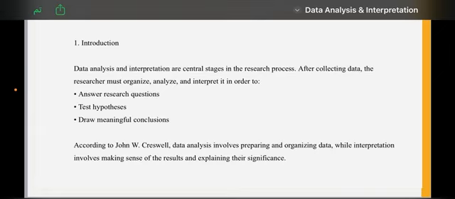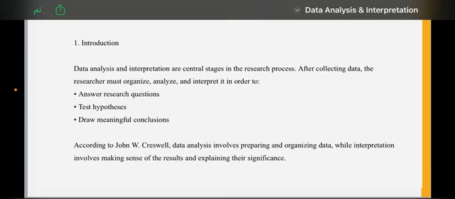Data analysis and interpretation are a central stage in the research process. After collecting data, the researcher must organize, analyze, and interpret it in order to answer research questions, test hypotheses, and draw meaningful conclusions.